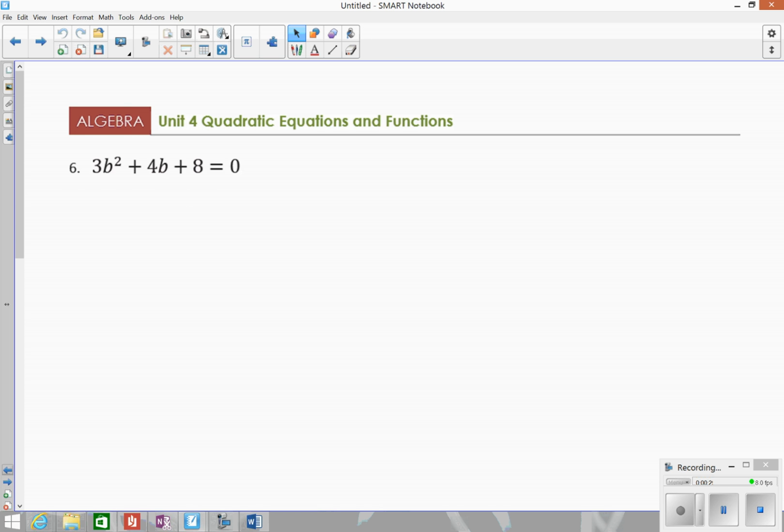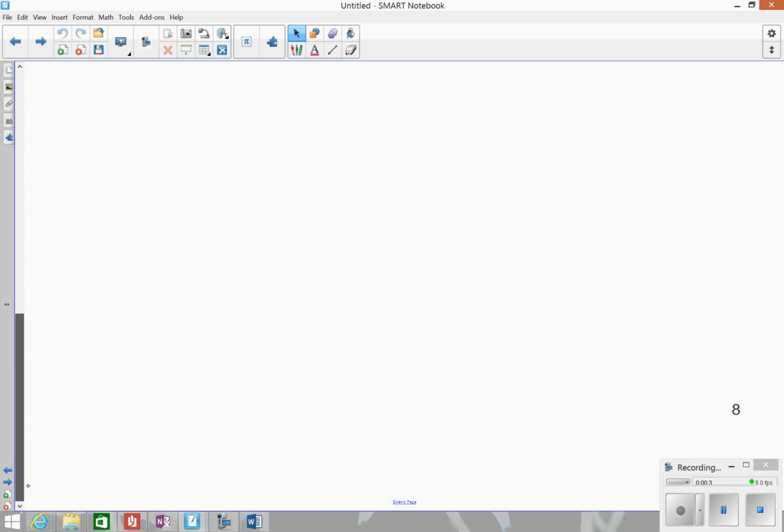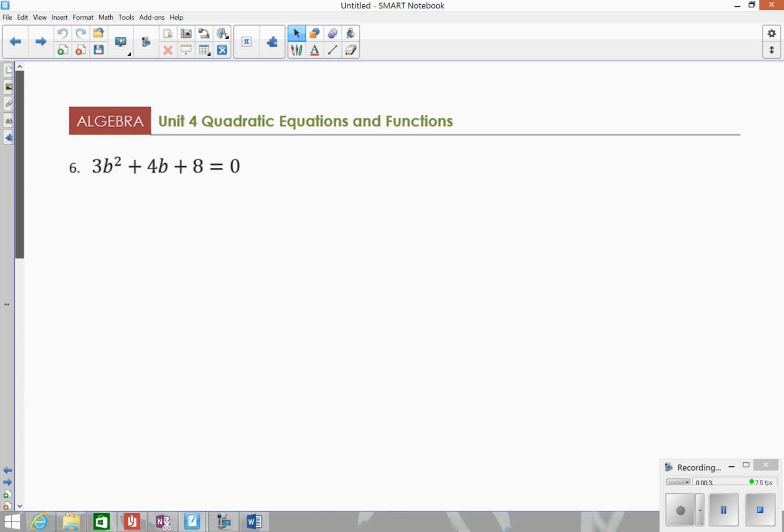So let's go to number 6. It's on page 8 is what I'm looking at. And we're going to use the quadratic formula. So I'm going to do some problems with you. We're going to do a review, and then you guys will be taking an open notes quiz today.